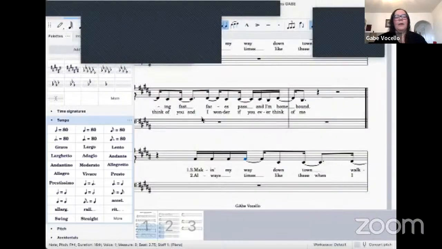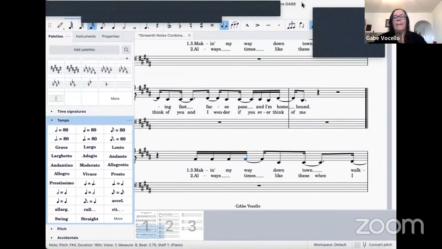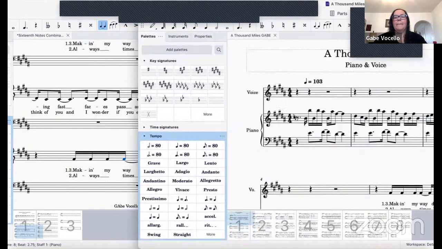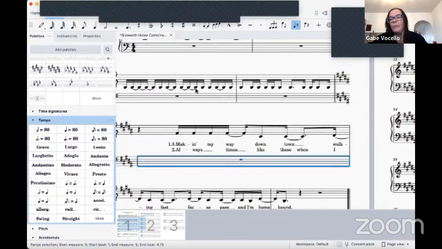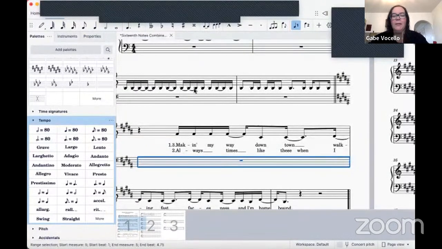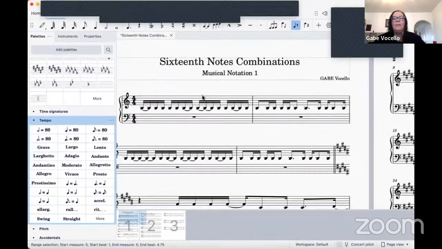So today I would like to talk about the 16th note combination. Okay, this first. And one example that I would like to give is from 8,000 Miles by Vanessa Carlton.